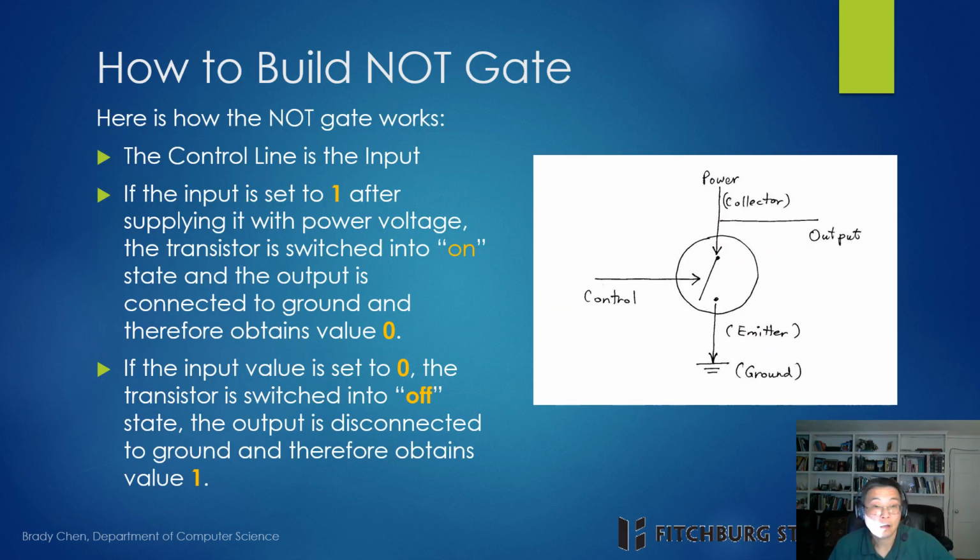So now let's talk about how to build these gates. The first thing we want to talk about is how to build the NOT gate, because that's the easiest gate. There's only 1 input and 1 output.